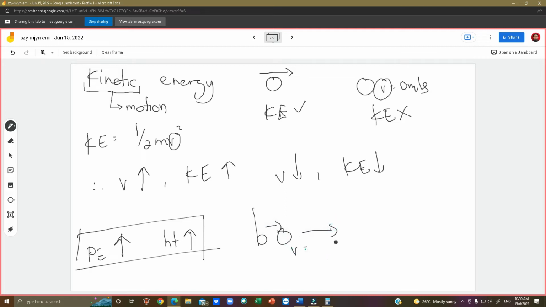Let's say the first ball travels at 2 meter per second. Second person kicks another ball, and the ball travels at 10 meter per second. Both of these balls have mass 500 gram or 0.5 kg. Now, what is the kinetic energy you have in ball A? What kinetic energy you have in ball B? Kita kira dulu.